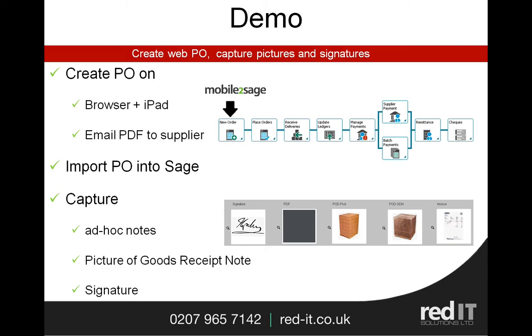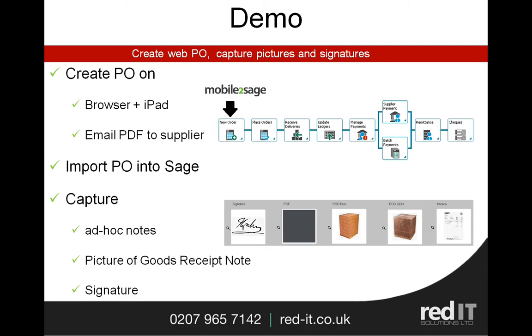One of the other key requirements for a system like this is to be able to store documents electronically. So what we're going to do is capture things like signatures and pictures of goods received notes and things like that, as well as create some ad hoc notes.